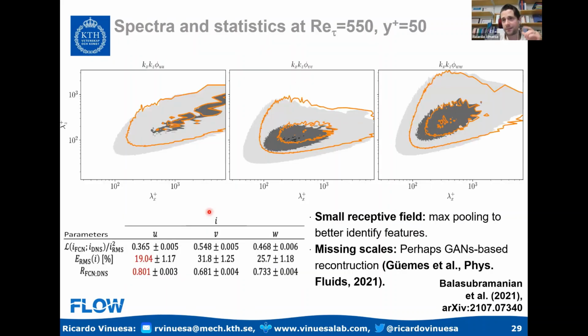If we look at the spectra, that's what I'm showing in the first row. The shaded contours are the reference and the orange lines are the predictions of the pre-multiplied power spectral density in u, v, and w. You can see that the small scales are missing, or some of them are missing, and there is a small effect on the larger scales. What I can see is that the predictions in u are actually quite good. I get 19% error. v and w are still reasonable.